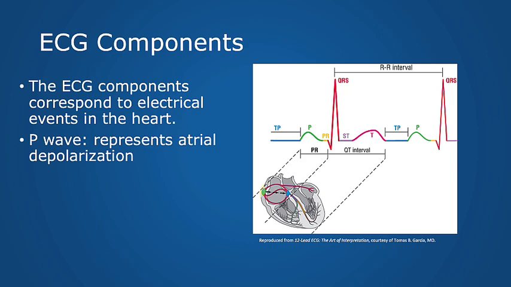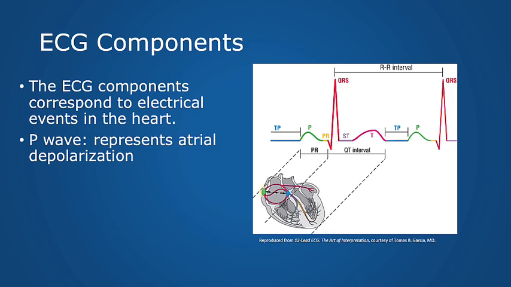What's the AV node do? It holds electrical signals. So the AV node is actually holding the conduction, just really briefly. Why? To allow for the atrial kick to occur, to allow for ventricular filling.